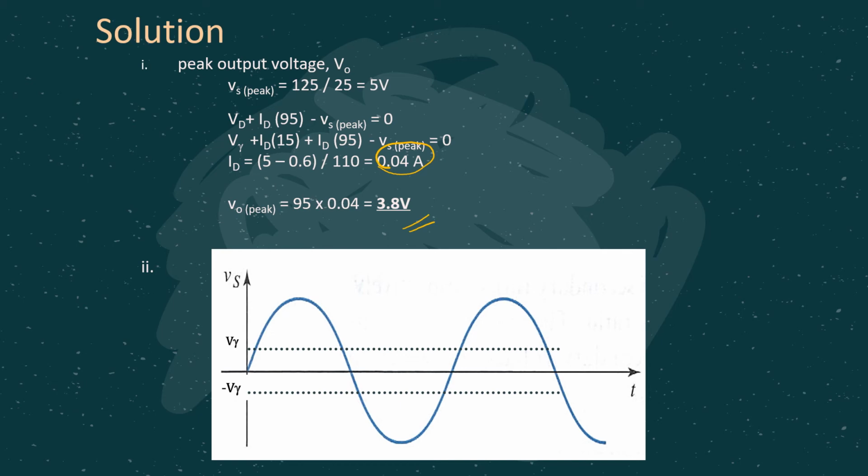Okay, then you need to sketch the output waveform. So for example, this is the Vs. So your output waveform obviously will be something like this. And don't forget to always indicate the peak voltage here, which in this case is 3.8 volt.